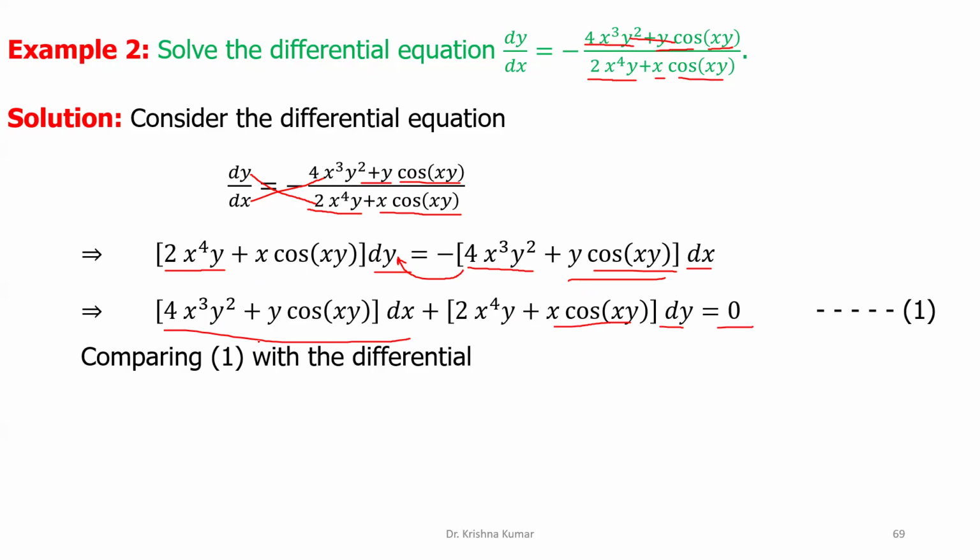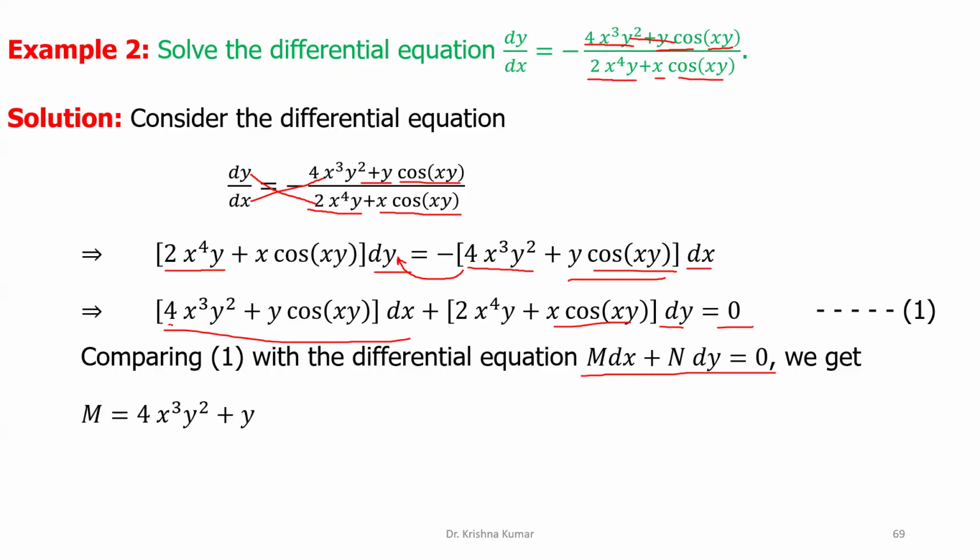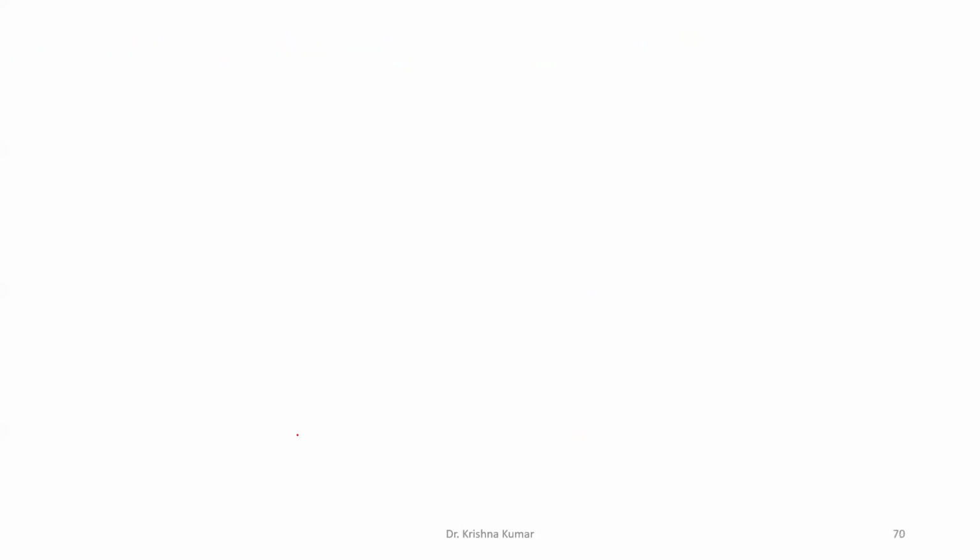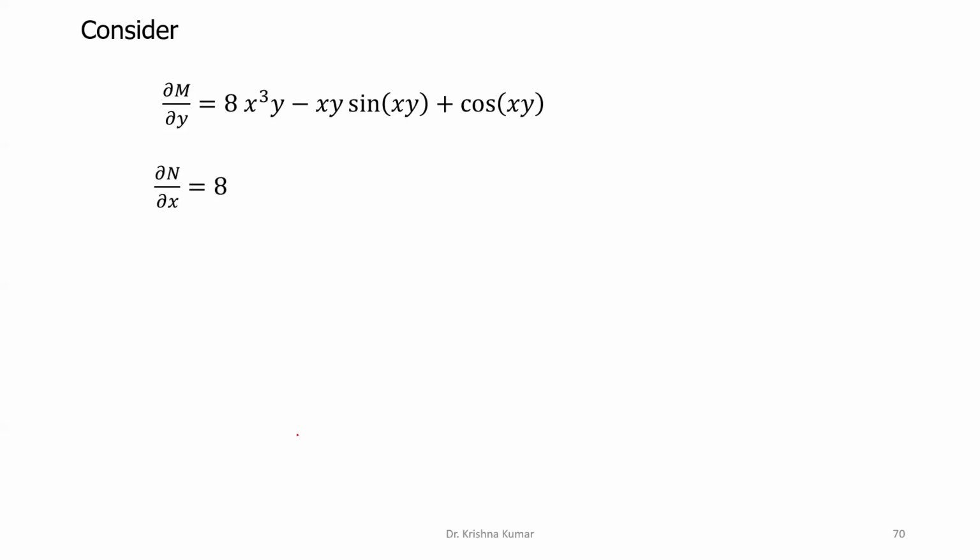So comparing equation number 1 with the differential equation M dx plus N dy equal to 0, we get M equal to 4x³y² + y cos xy, and N equal to 2x⁴y + x cos xy. Now we have to check whether the given equation is exact or not. For that purpose, we check whether ∂M/∂y is equal to ∂N/∂x or not.